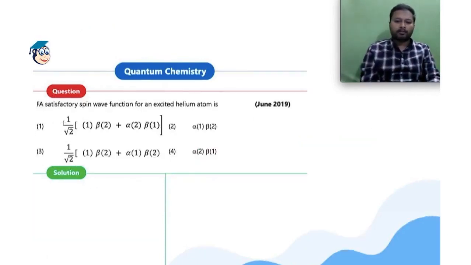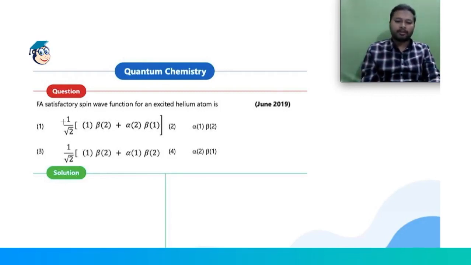This particular question says that the satisfactory spin wave function of an excited helium atom is. So they are asking, among the given options, which is a satisfactory spin wave function for the excited helium atom. Now this particular topic is from your Slater's determinant.